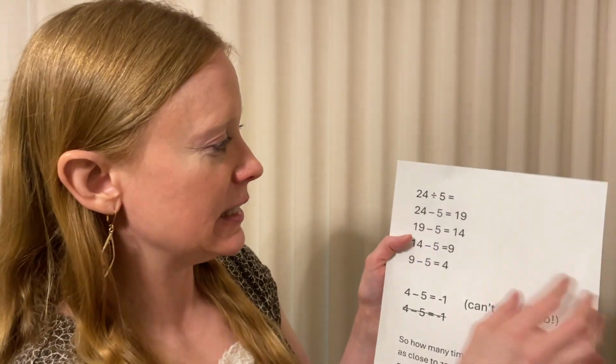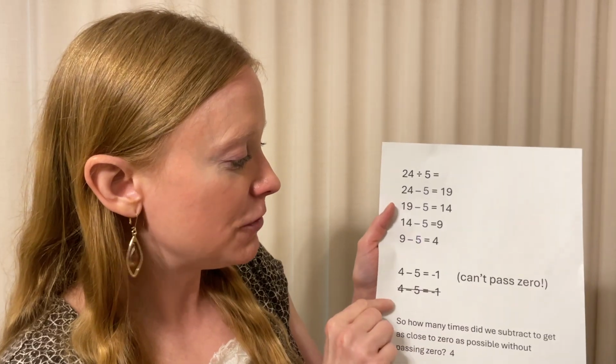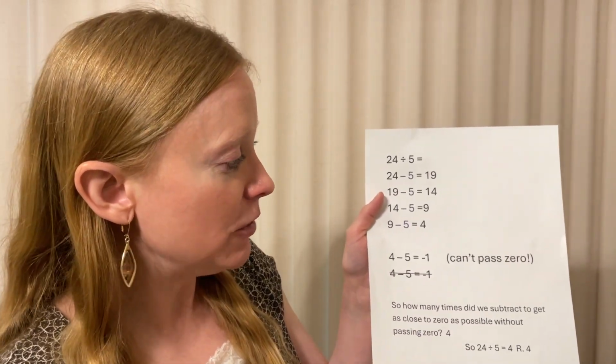So you may already be thinking, okay, but what if you can't reach 0 by subtracting over and over? Let's say you're trying to divide 24 by 5. That's how you find the remainder. 24 divided by 5 with repeated subtraction would look like this. We're going to subtract 5 over and over till we get as close to 0 as possible without passing it. And the leftover amount would be your remainder.